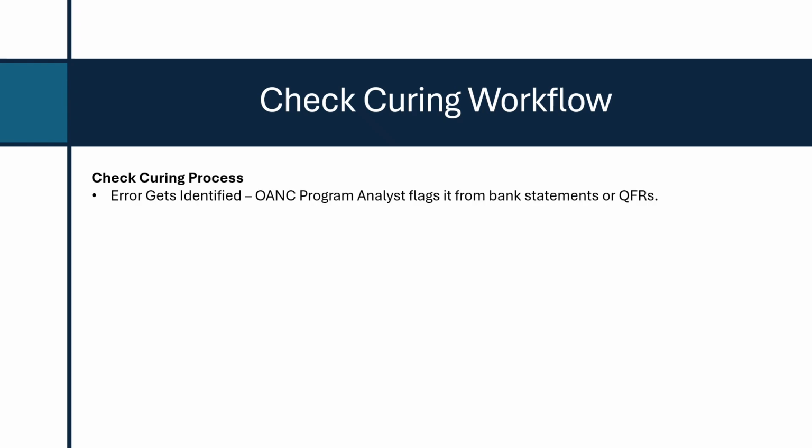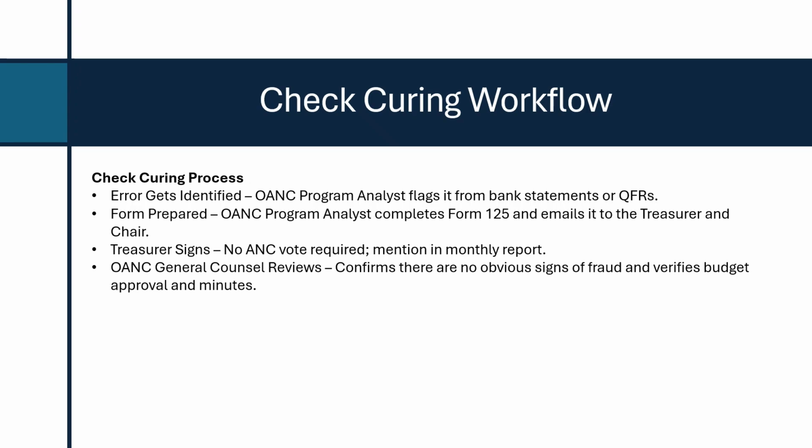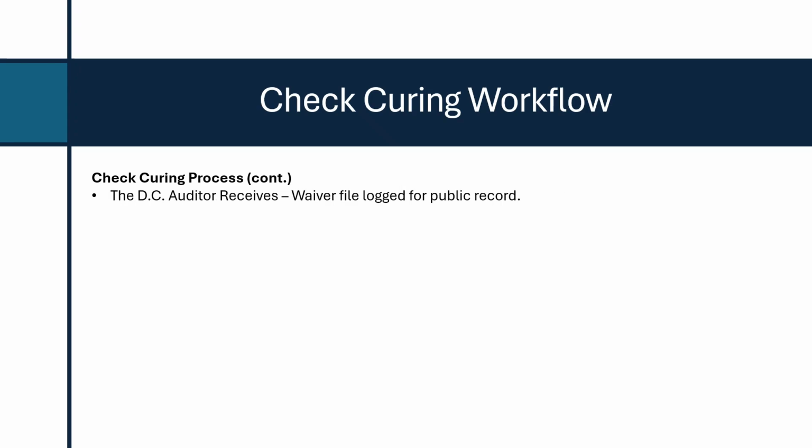Check curing workflow. Here's the check curing process. 1. Error gets identified. The OANC program analyst flags it from bank statements or QFRs. 2. Form prepared. The OANC program analyst completes Form 125 and emails it to the treasurer and chair. 3. Treasurer signs, no ANC vote required, mention in monthly report. 4. OANC General Counsel reviews and confirms there are no obvious signs of fraud and verifies budget approval and minutes. 5. The Executive Director approves and gives a final review and signature. 6. The DC Auditor receives and then gets the waiver file logged for public record.